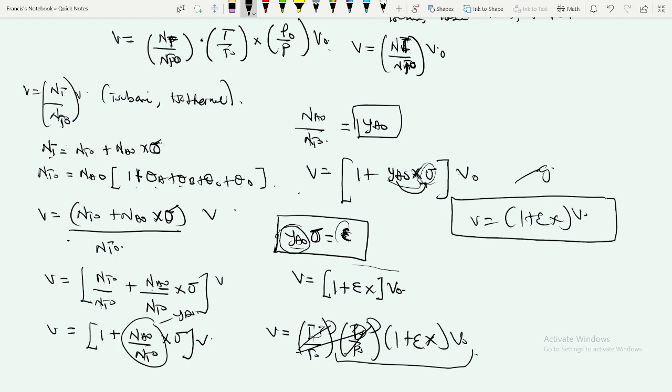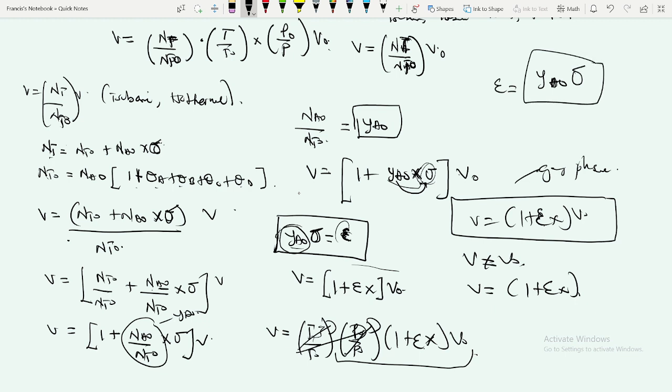This is for gas phase reactions. So for gas phase reactions, you should have this in mind: your V is not equal to your V naught, but your V is equal to 1 plus epsilon x, and then epsilon is equal to y A naught sigma. You can find your y A naught by putting moles of A naught over the total initial moles present.